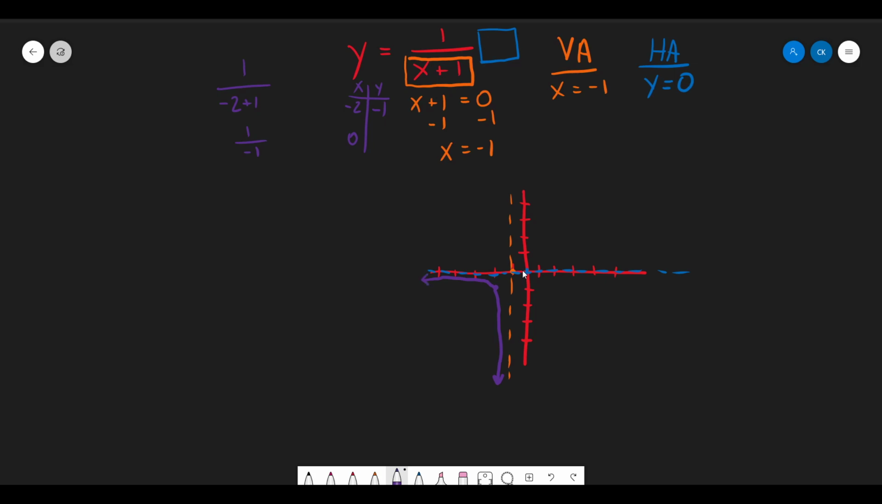Then I do the same thing with 0. I plug in 0. I get 1 over 0 plus 1, which is 1 over 1, which is 1. So I plot the point 0, 1. I create my curve, getting closer and closer to both asymptotes, but never touching it. And that would be the graph of y equals 1 over x plus 1.